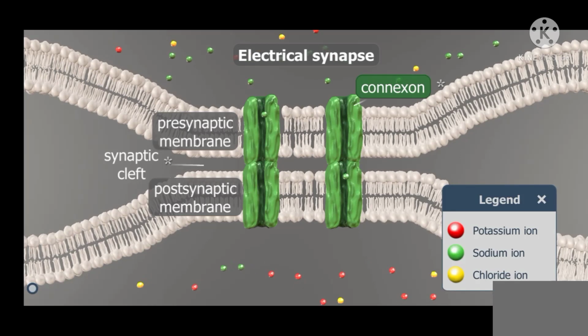In some cases, electrical synapses are found between neurons. In this case, the synaptic cleft is only 2 to 3 nanometers wide. In electrical synapses, the membranes of the neighboring neurons are connected by connexons. These are composed of connexin proteins and act as ion channels. Action potential can spread without any synaptic delay via electrical synapses.